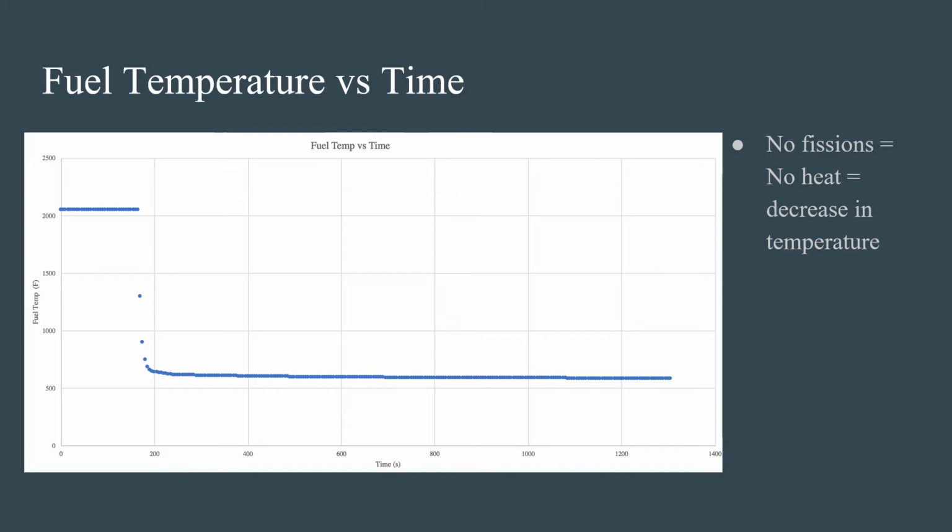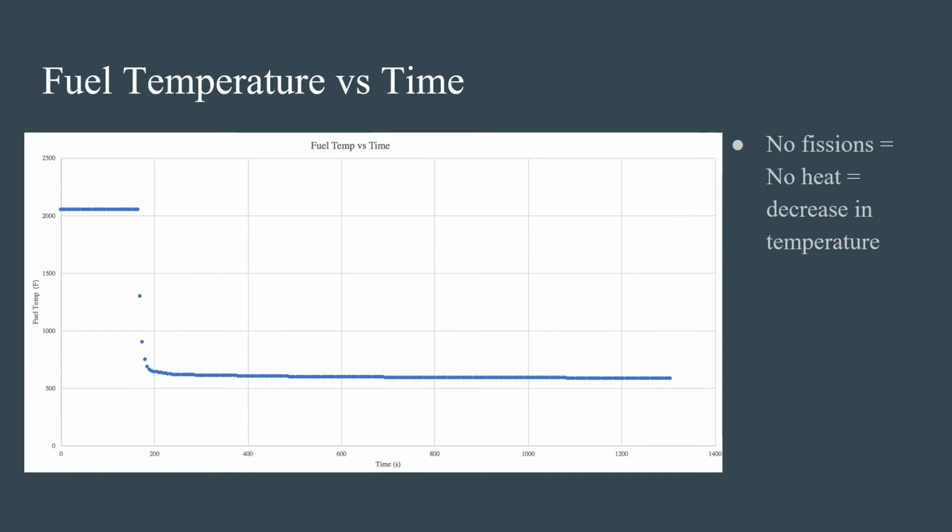This graph is fuel temperature versus time. The jump in fuel temperature happens when we tripped the reactor at 160 seconds. There is a difference of about 1500 degrees Fahrenheit in the span of roughly 35 to 40 seconds. The reason there is such a drastic jump is due to the almost immediate halt of fissions in the core, which is what generates the heat.